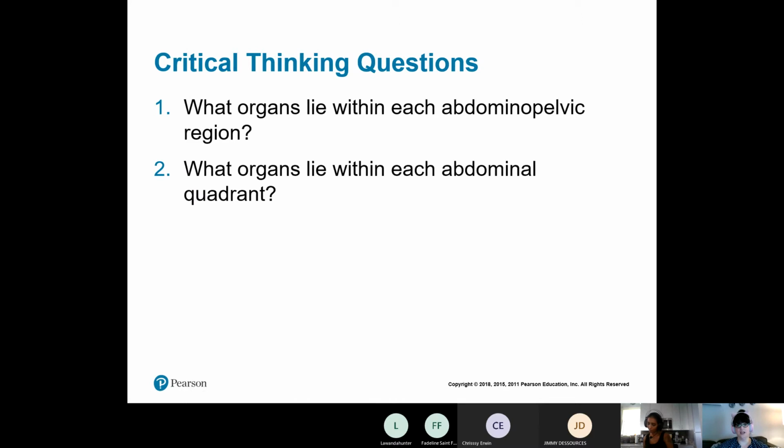What organs lie in each? That's what we were just talking about. That's what I want you to know. If I say liver, you're going to say upper right quadrant. If I say appendix, you're going to say lower right quadrant, and so forth. Spleen, upper left quadrant, right? So I want you to get familiar with your quadrants.